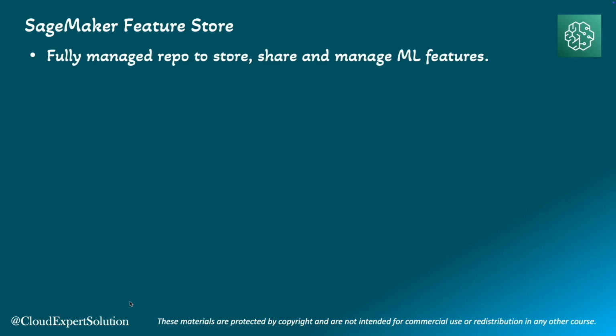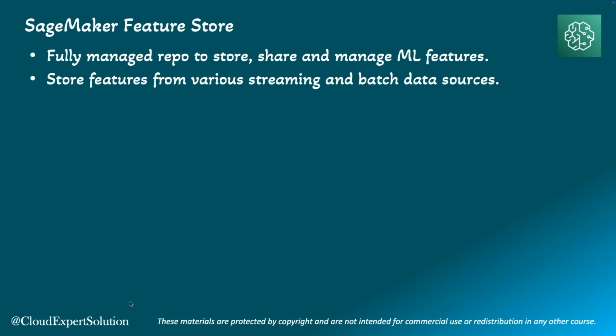SageMaker Feature Store is a fully managed repository for storing, sharing, and managing machine learning features. In terms of feature management, we can ingest, process, and store features from various data sources, including streaming and batch data sources. Amazon SageMaker Feature Store provides time travel capability.